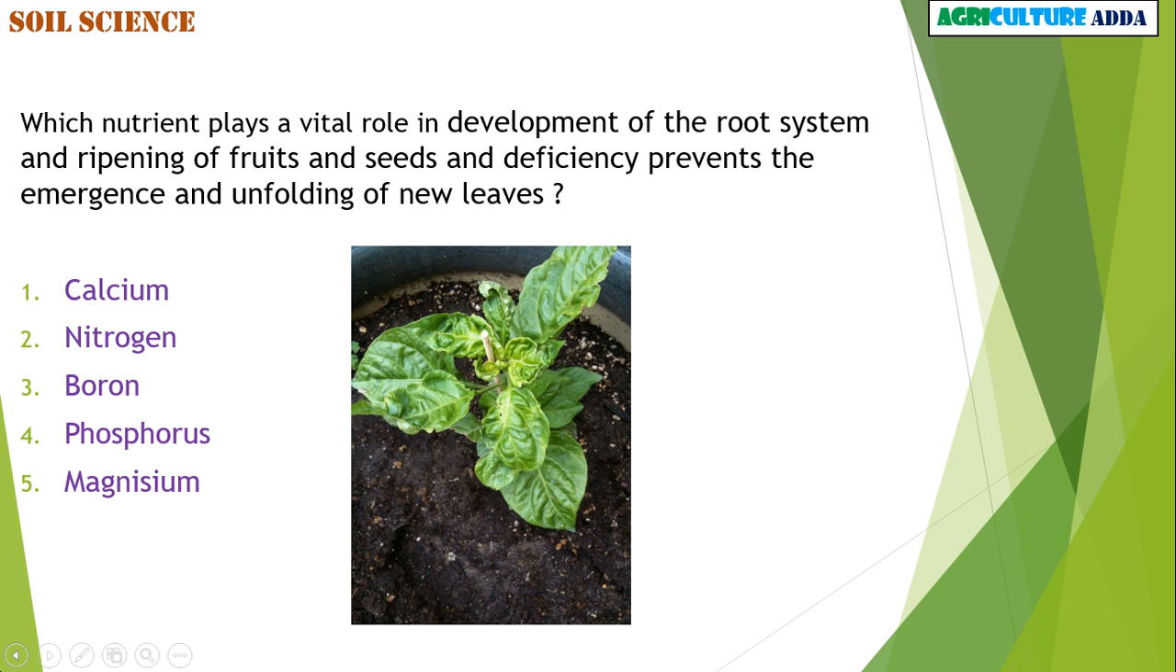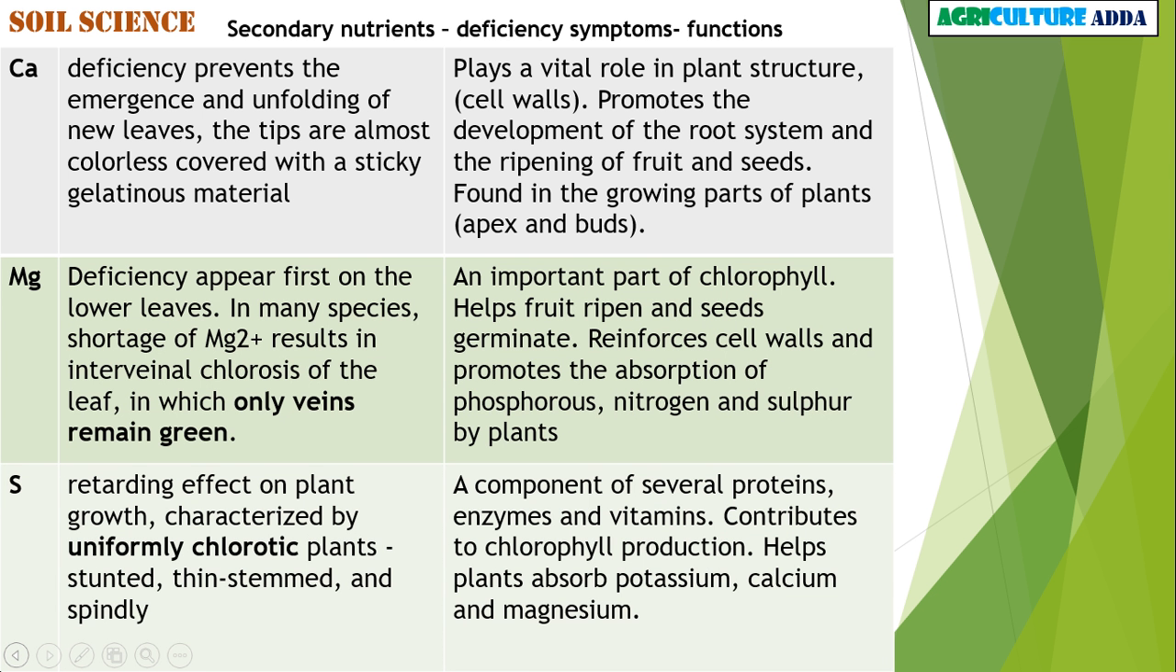Next, which nutrient plays a vital role in development of the root system and ripening of fruits and seeds, and its deficiency prevents the emergence and unfolding of new leaves? Calcium, nitrogen, boron, phosphorus, magnesium. Answer is calcium.